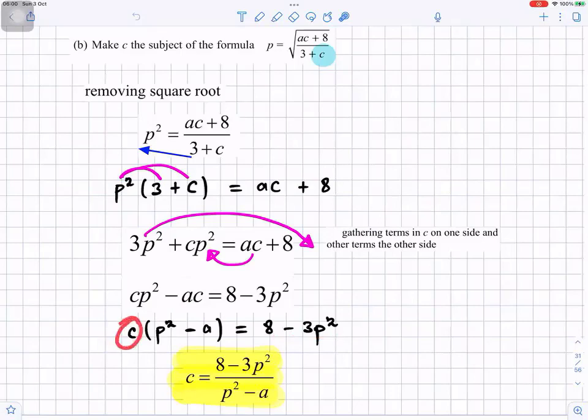So we could get C on its own. This is times C. We take P squared minus A to the right side. It becomes divide because it was times there. So C equals (8 minus 3P squared) over (P squared minus A).